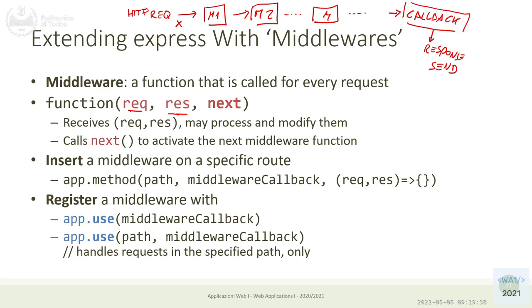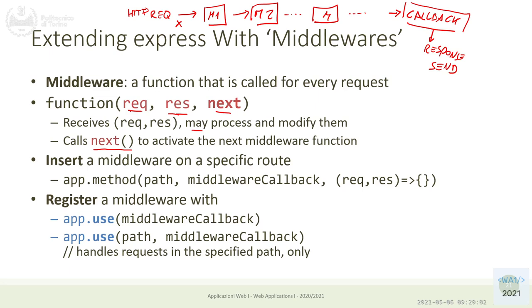So implementing a middleware is very simple. You just have a function that receives a copy of these two objects. It may modify them. And finally, it will call a method called next, which is the third parameter the callback receives. You can create your own middleware. We can define our middleware if we want. It's just a function. It's just a JavaScript function, nothing special.